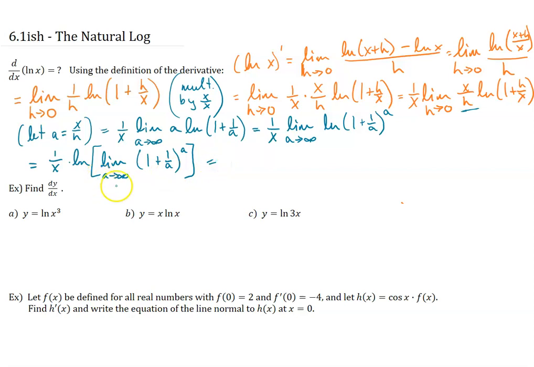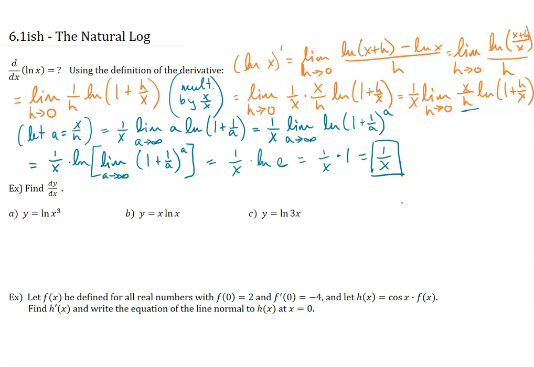So because of the definition of e, we can say this is equal to 1 over x times the natural log of e, and natural log of e, hopefully we know what that is. That's equal to 1. So we get 1 over x times 1, which is 1 over x. So that was a lot of algebra and logs and limit stuff, but what we have done is we have determined that the derivative of the natural log of x is equal to 1 over x.